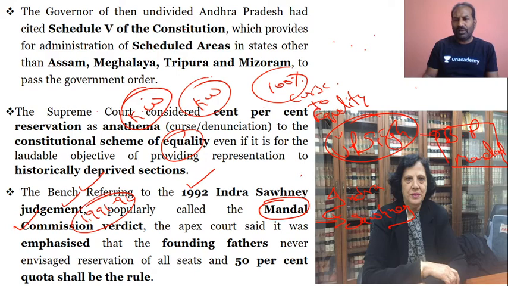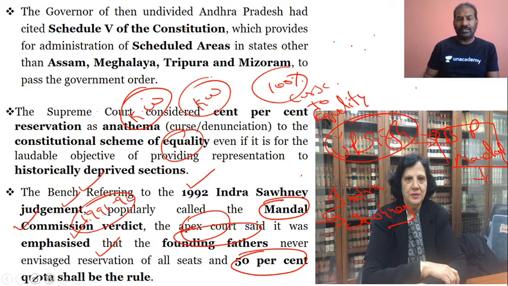And the one heading the Mandal Commission was BP Mandal. In the 1992 Indira Sawhney judgment, the apex court, the Supreme Court, emphasized that the founding fathers went ahead with the reservation of seats that will not exceed 50%, and the quota shall be the rule.